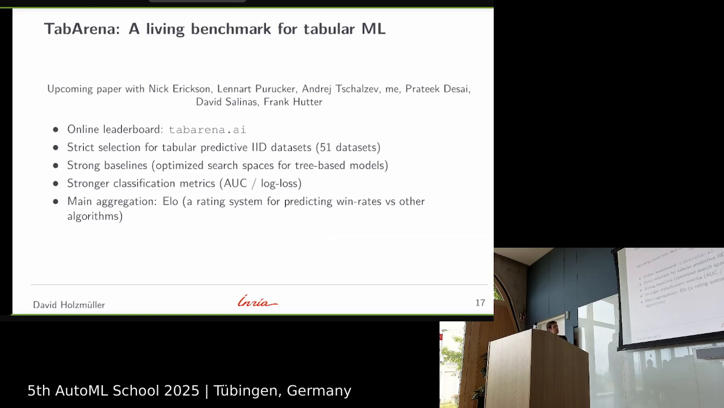We also didn't go for classification error this time, but for metrics that cover more aspects of the model's performance, like AUC and log loss. And we went for some different aggregation metrics. Our main metric is Elo, which you might know from things like Language Model Arena or chess ratings.